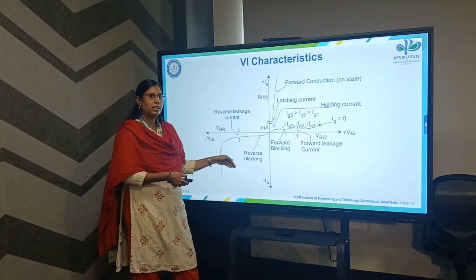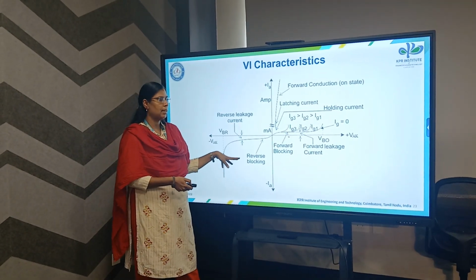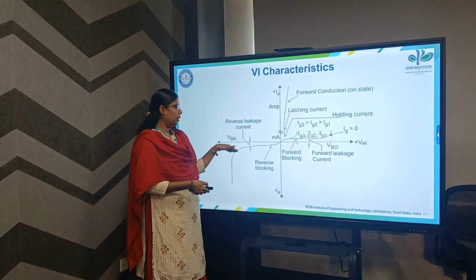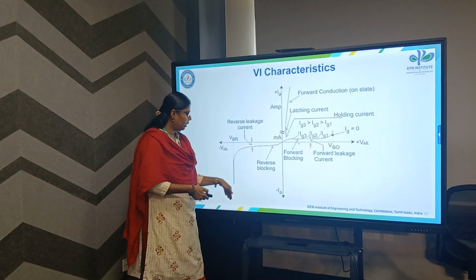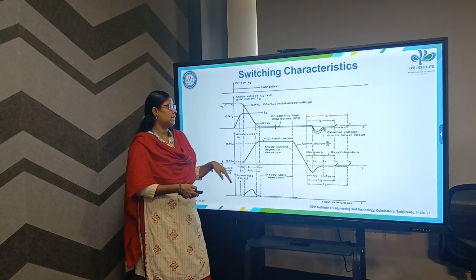In reverse blocking state, the same case, the anode and cathode voltage is reverse biased. There is no supply in the gate. So the current will be very minimum, and once breakdown occurs, the voltage comes down. So this is the voltage current characteristics of SCR.